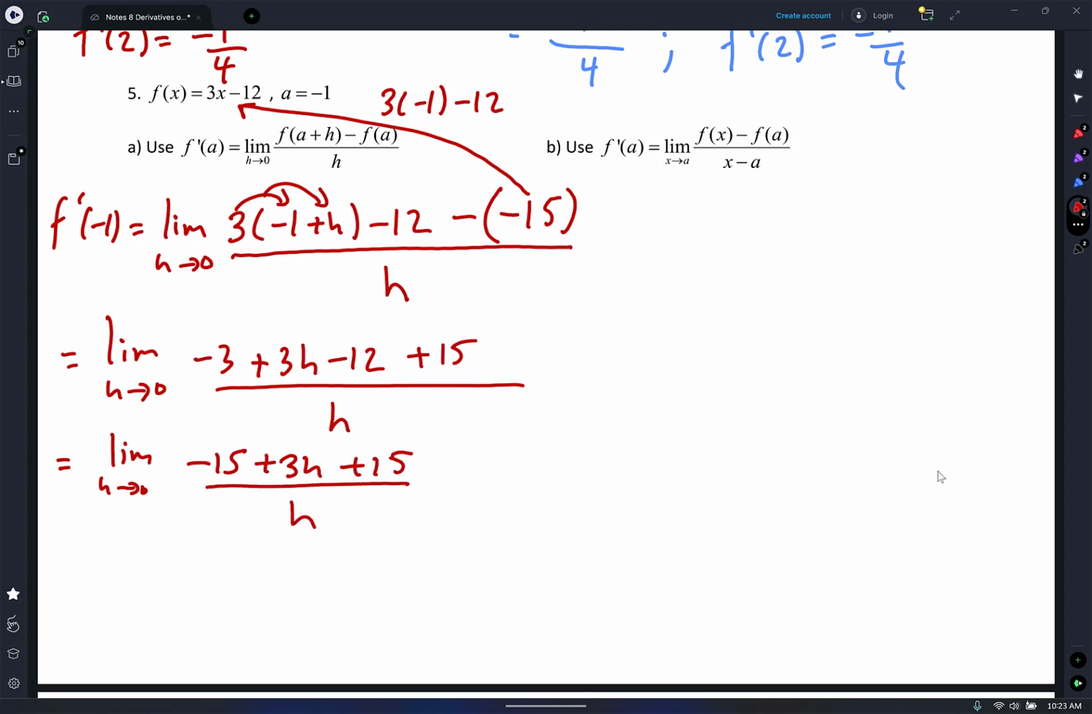So here's what I'm going to do. I'm going to use this one to simplify. What zeroes out? The 15th. Now that I've zeroed out the 15th, what else cancels out? The h's. What am I left with? 3. So f prime of negative 1 is just 3. Are you surprised by that? No, that's what it's supposed to be.